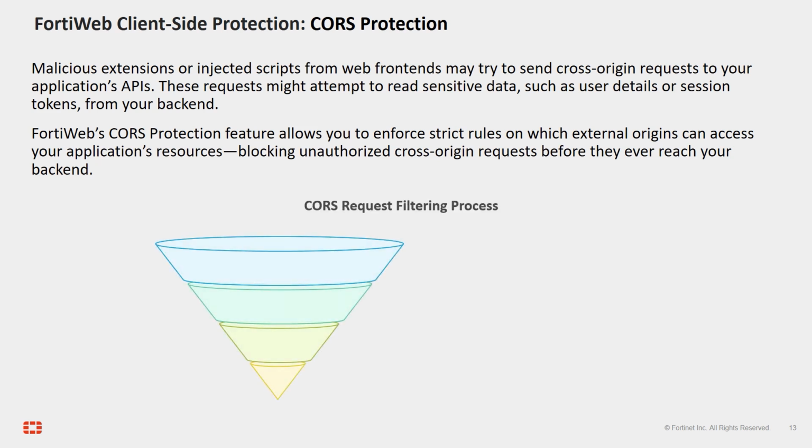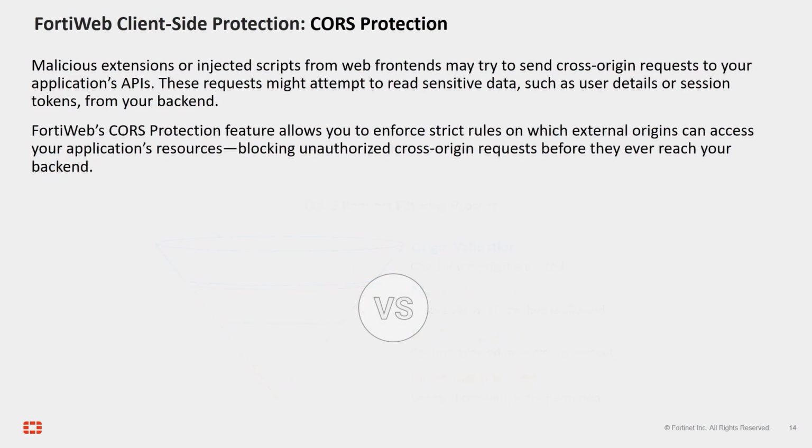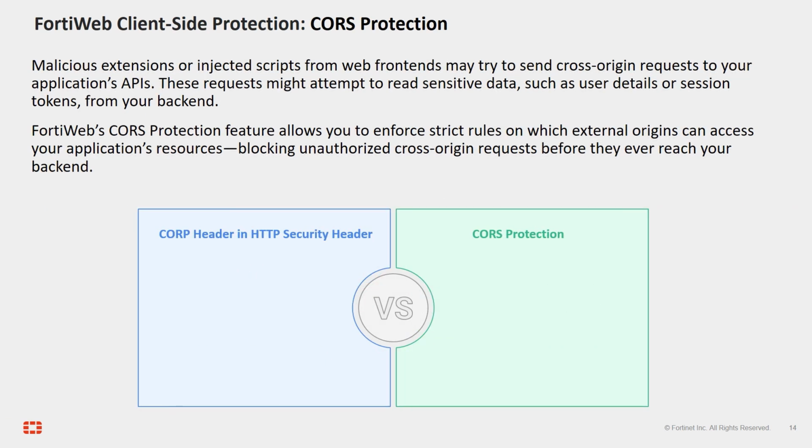Key capabilities include allow listing trusted origins, defining which HTTP methods are allowed, specifying which headers can be included in CORS requests, deciding whether to allow credentials like cookies or tokens to be sent. In the previous slide, we talked about the HTTP header security feature and how it inserts CORS headers into responses. So how does the CORS protection feature work differently from this header? Let's take a closer look.